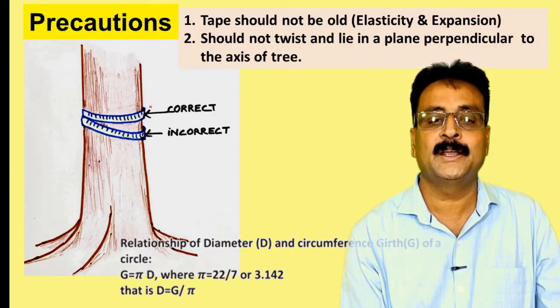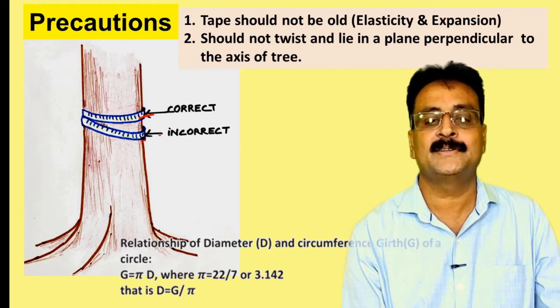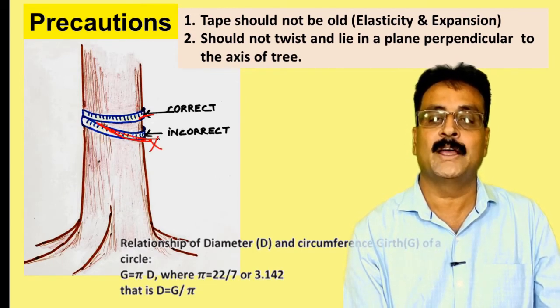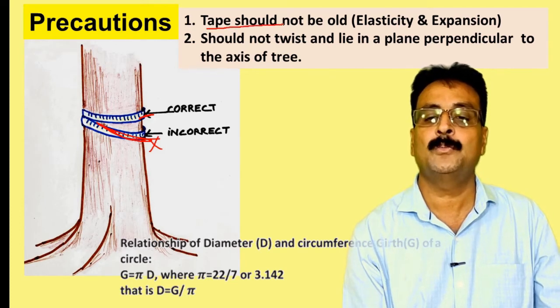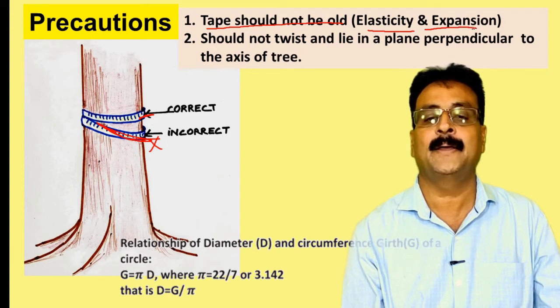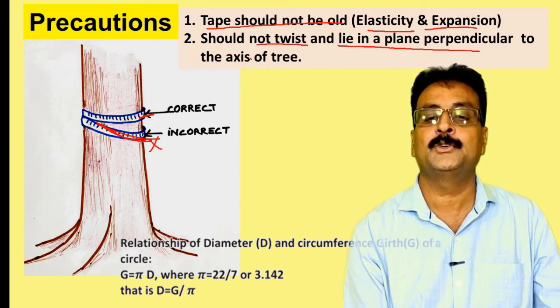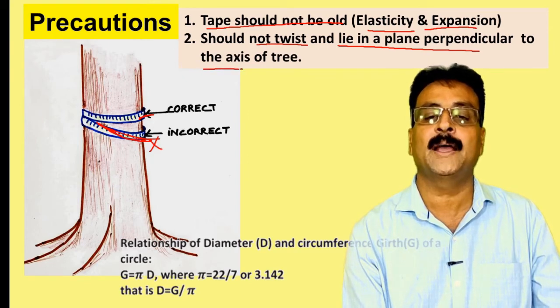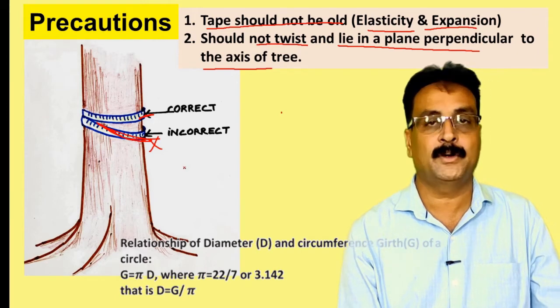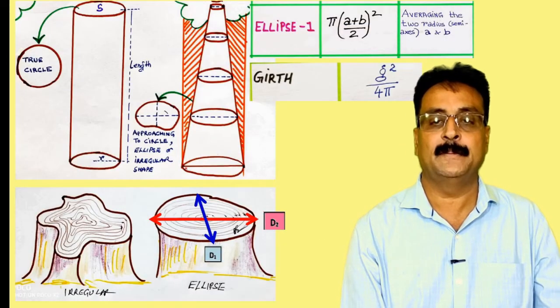So this is the precaution for the tape, this is the correct way, and this is the incorrect way when it is tilted down. That is also an overestimate. The tape should not be old either, because elasticity and expansion will happen. It should not be twisted. It should lie perpendicular to the axis of the tree. That is very important to take care of with the tape.